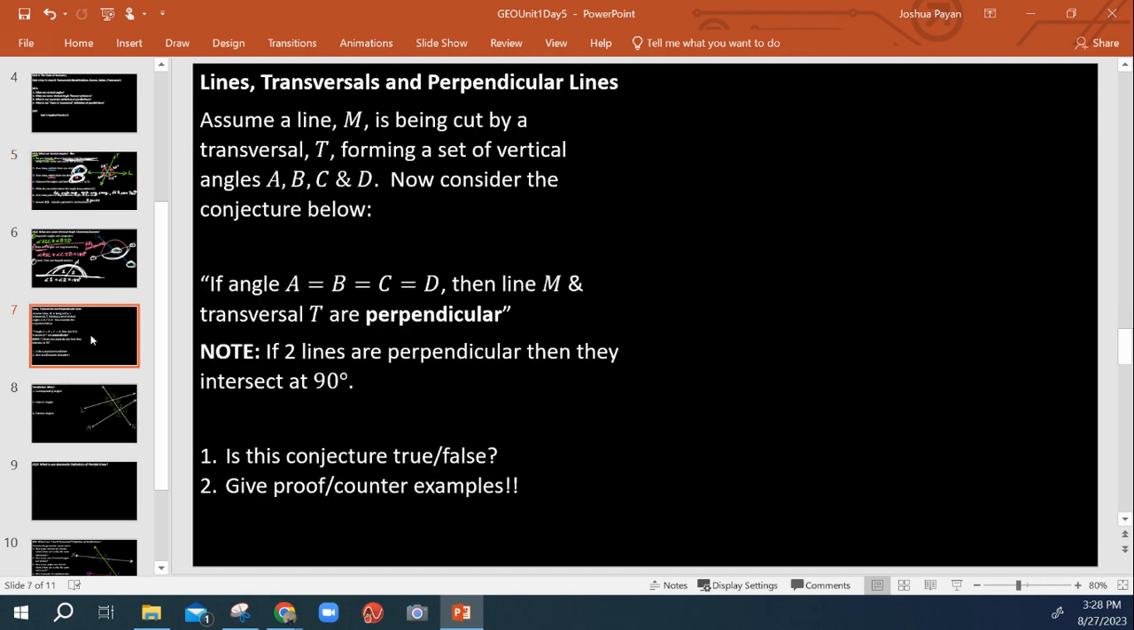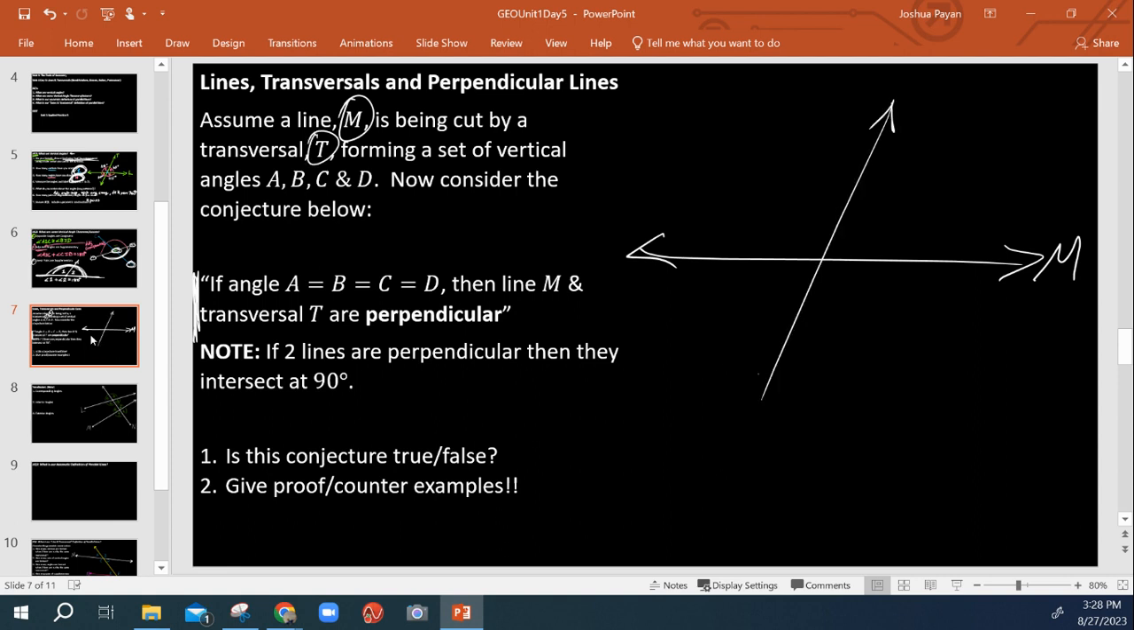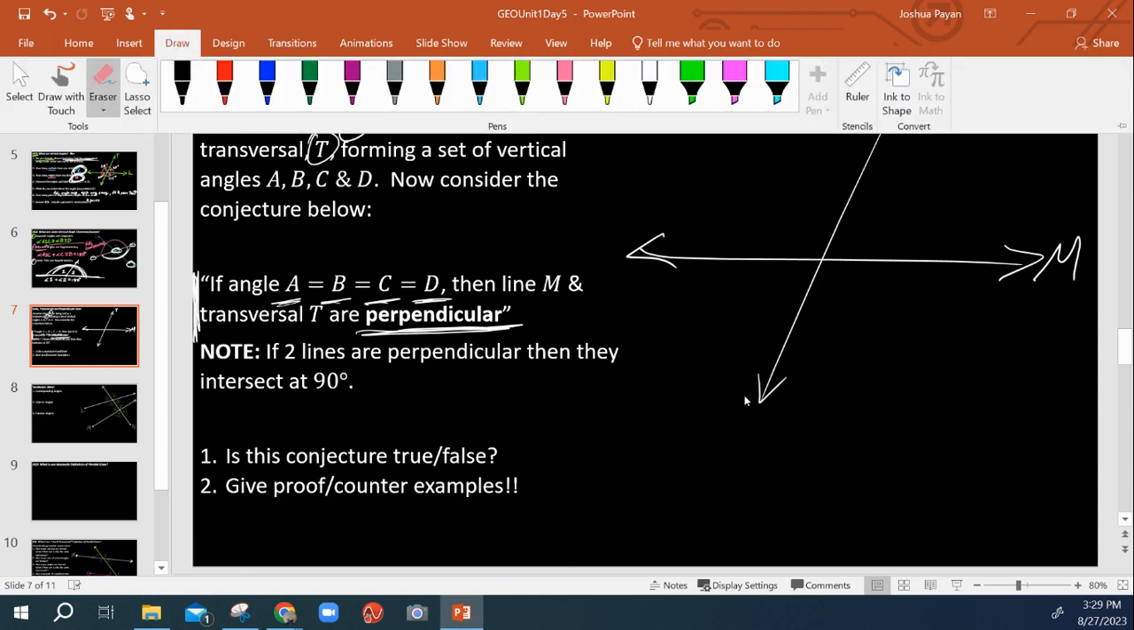Okay, so moving into the rest of this, lines, transversals, and perpendicular lines, right? So looking at this conjecture right here, okay, if we have a line M, we're told, being cut by a transversal T, so looks pretty familiar, right? And it's forming angles A, B, C, and D, right? Well, if A and B and C and D are equal, well, is it true to say that M and its transversal T must be perpendicular? Well, let's think about that for a second, right?